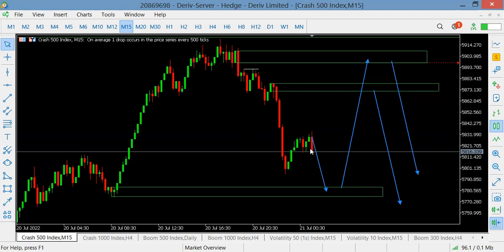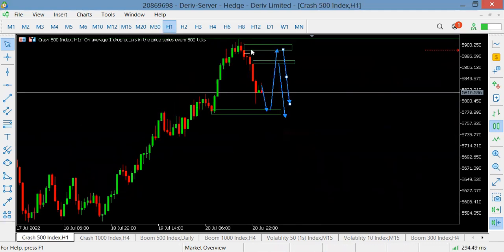So guys, this is my bias on Crash 500. It dropped into this zone, and then a bullish move to the upside before the overall bearish drop to the downside. Let me go to the 1 hour time frame, show you possible zones you have been watching. Go to the 4 hours time frame.